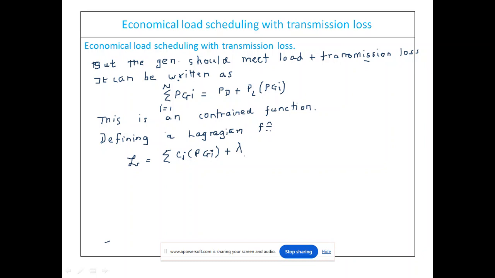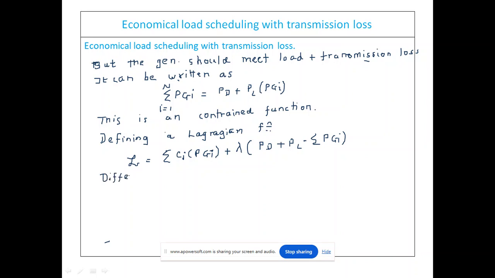This is called as penalty factors, lambda. If you have many constraints, then you can write lambda 1 and lambda 2. But now, because we have only one constraint, we will write it as lambda. And now we have to write a constraint function. Now, constraint function, I write it as PD plus PL minus summation of PGi. Okay. So, now, how to find out the criteria for minimum? We want all these generations to be minimum, so we will differentiate and equate to 0.